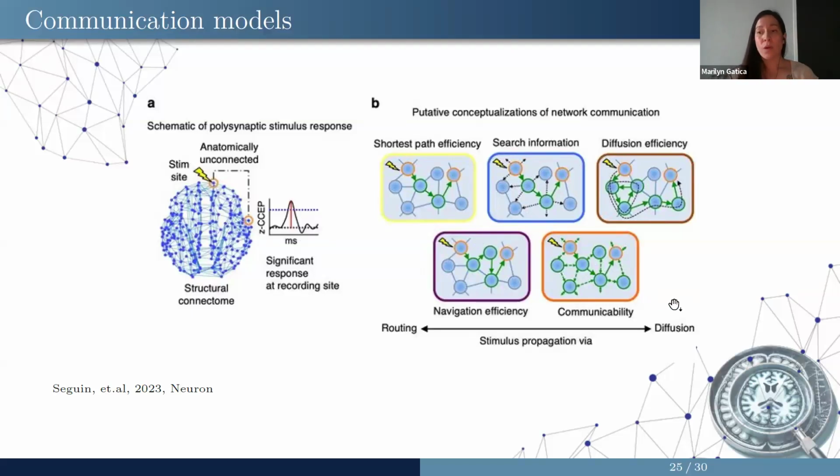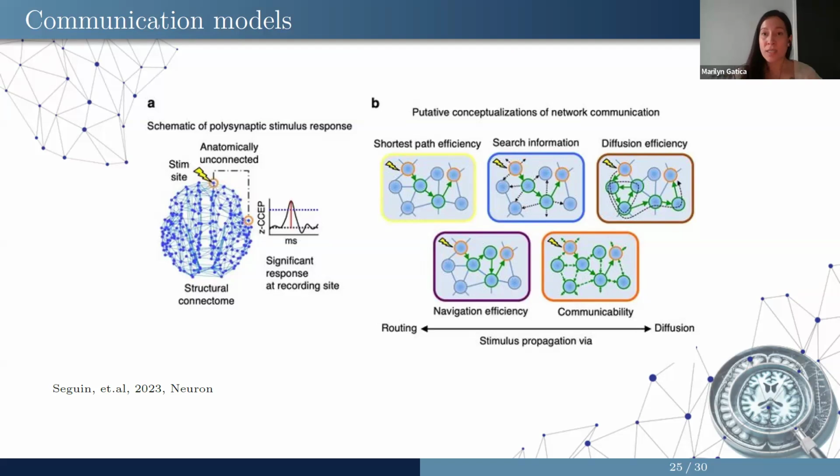So we would like to know if, for example, the shortest path is the one that is more explanatory in our model, or are the random walks or something in between. For example, here we have the communicability, that means this broadcasting process. If you have more paths in order to go from the source to the target, you will potentiate the answer of this stimulus. And you have, for example, the search information, that is the amount of information that you need to bias this stimulation to go to the shortest path.